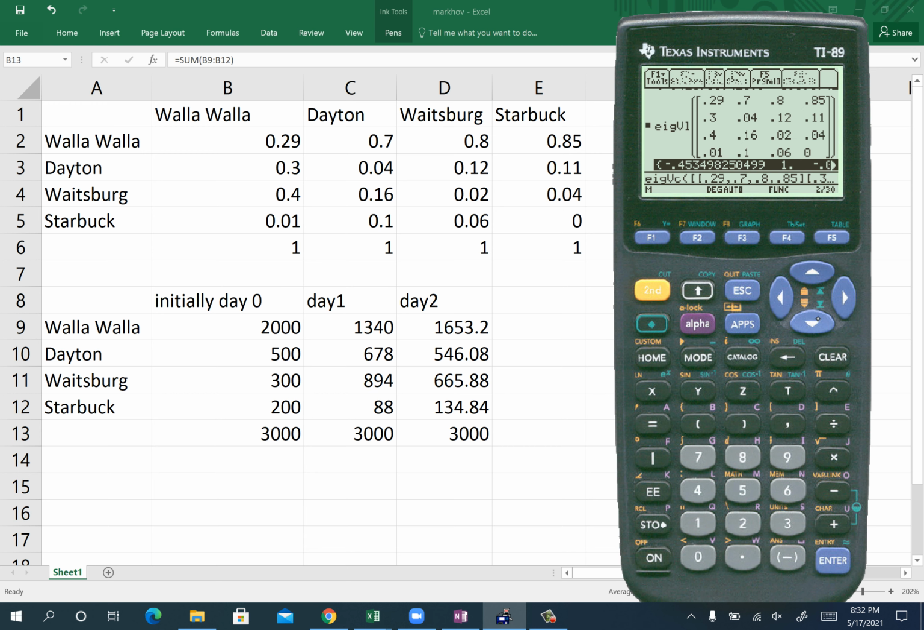Okay, so the first one's negative 0.45, right? And then the second one is, yes, okay, so then the second one is 1. And then, how crazy is that?